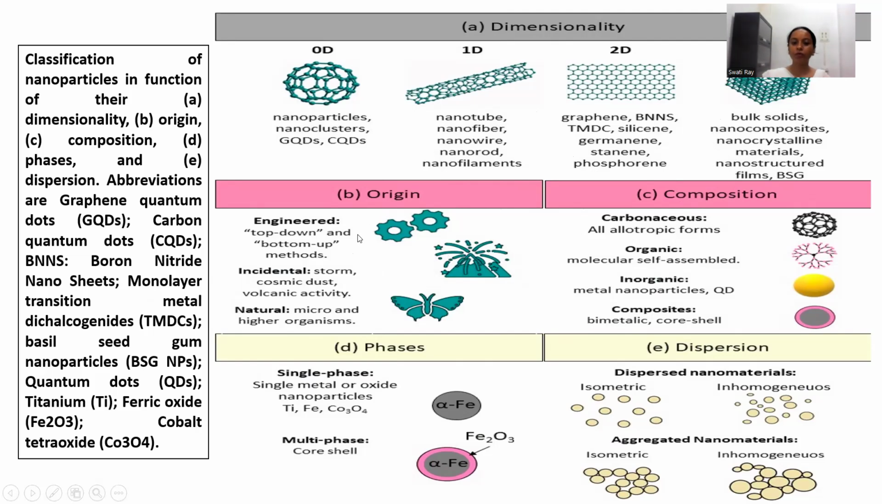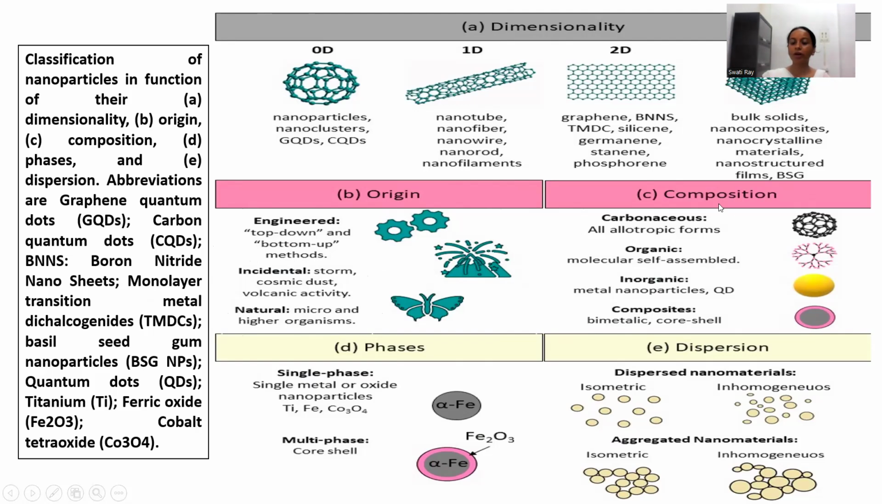On the basis of origin, the nanoparticles are further classified as engineered, incidental, and natural. Engineered are basically based on the synthesis approach of nanoparticles, that is, top-down and bottom-up methods. Incidental means they are accidentally produced due to various environmental conditions, which might be storms, cosmic dust, or volcanic activity. And natural nanoparticle examples are micro and higher organisms at the nanoscale level.